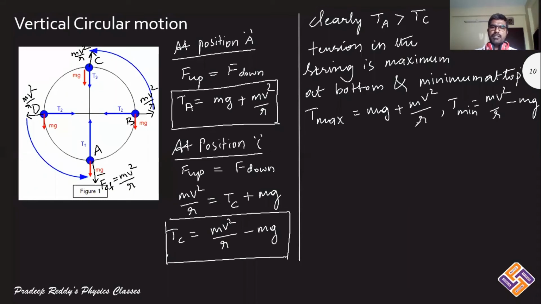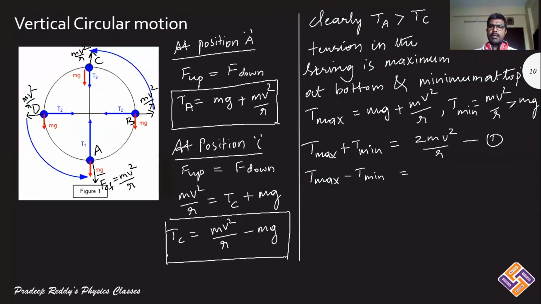You can find out the sum and difference of T maximum and T minimum also. T maximum plus T minimum: if you sum up these two, the gravitational force gets cancelled. That becomes 2 mv square divided by r. This is equation number 1. T maximum minus T minimum: mv square by r gets cancelled, and 2 mg is left over. That's equation number 2. You can take the ratio of these two.